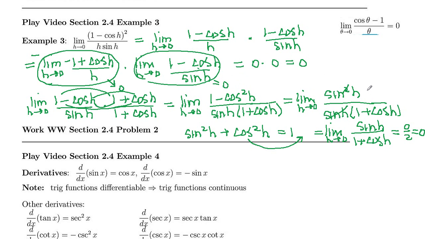So that one's a little bit of work because you had to break it apart into two pieces. And then to find the limit of the second piece, we had to multiply by the conjugate here, top and bottom.